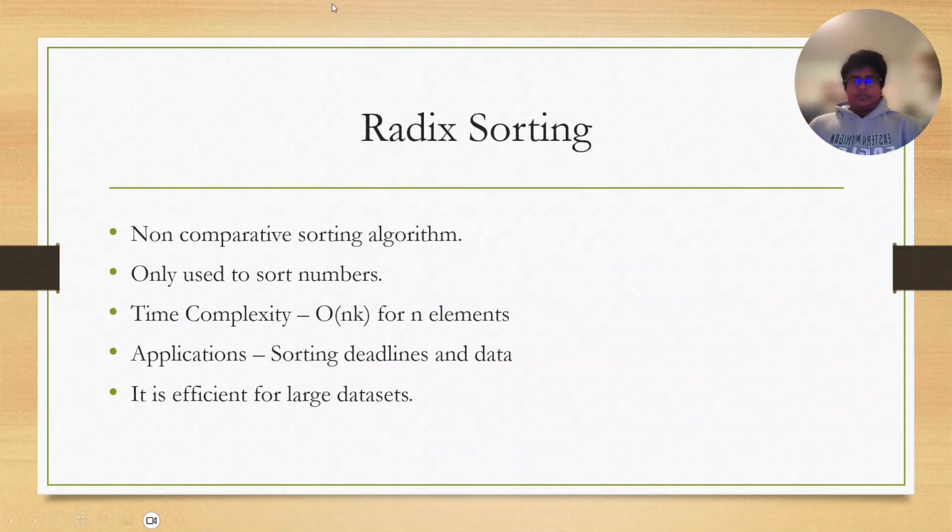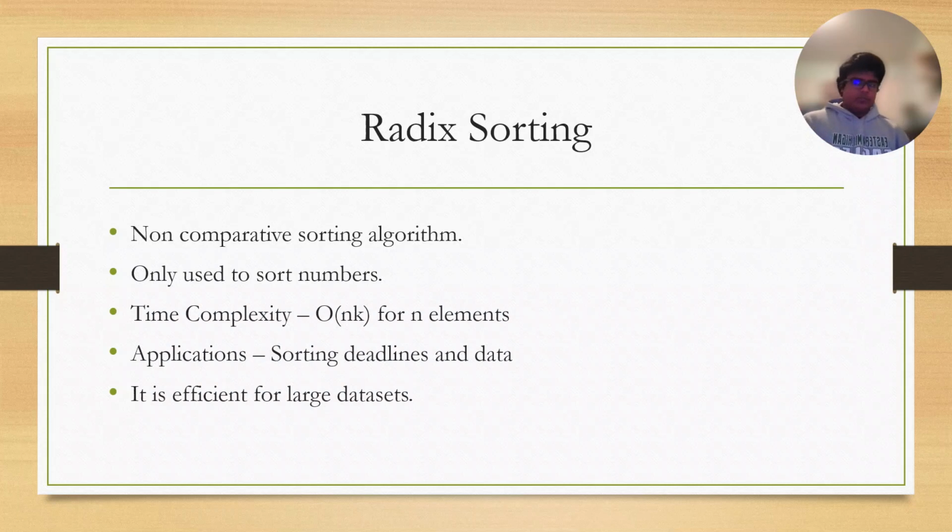Radix sorting is basically a non-comparative sorting algorithm. Compared to every other algorithm that we learned, which were comparative algorithms, this is quite different. Because it is non-comparative, it can only be used to sort numbers. In the next slide, I will go over the exact sorting algorithm and how it's done. But for this slide, let's go over the basic implications of radix sorting.